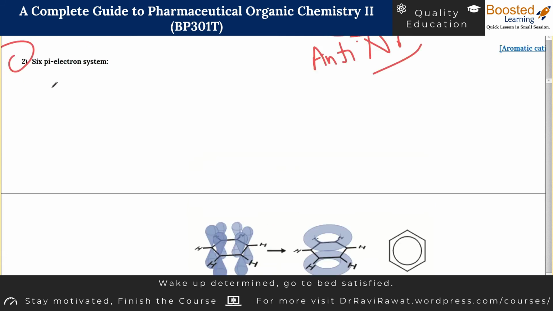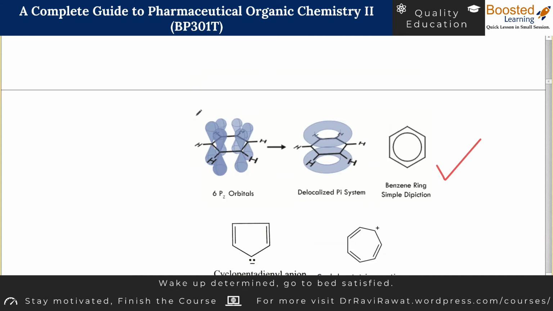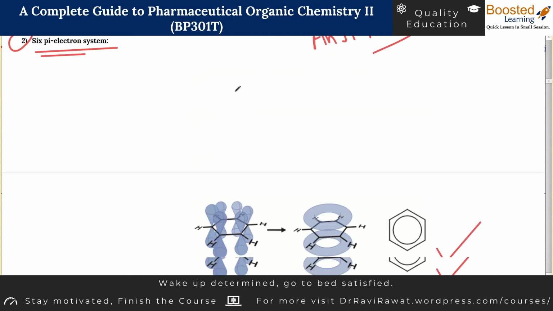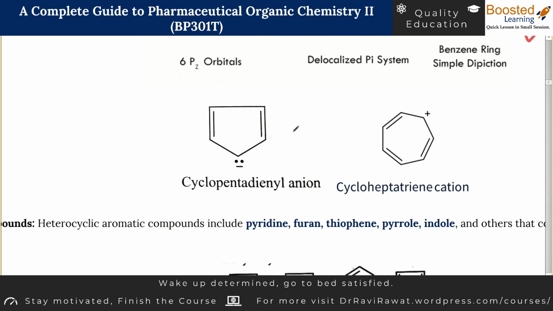Let us move to the second subcase, which is possessing 6 pi electrons. A very good example of this case is our benzene ring. Benzene has 6 pi electrons, so it is an example of a 6 pi electron system. So benzene is a very good example. Let us see these examples in detail.